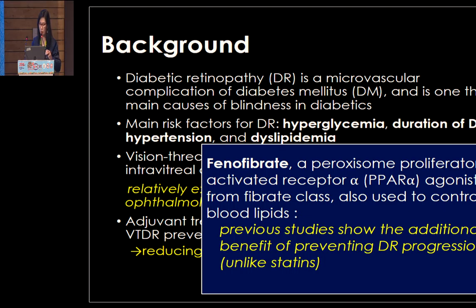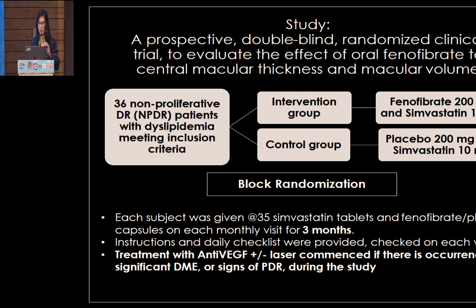So we conducted a study, a prospective double-blind randomized clinical trial to evaluate the effect of oral fenofibrate on central macular thickness and macular volume, the two main parameters of DME. So we did a randomization, we divided the patients who met inclusion criteria into intervention group and control group. The intervention group received fenofibrate 200 milligrams and simvastatin 10 milligrams, and the control group received placebo instead of fenofibrate.